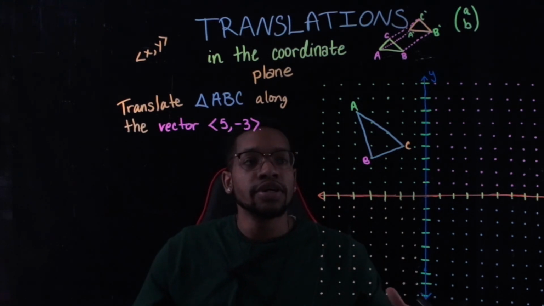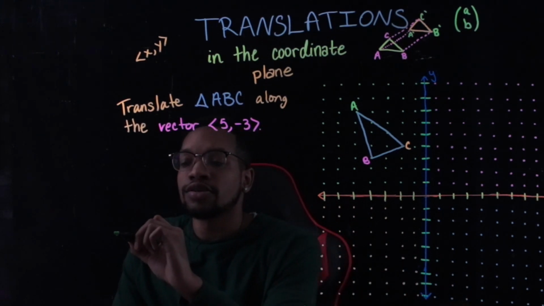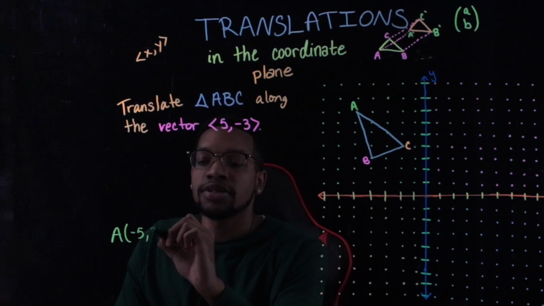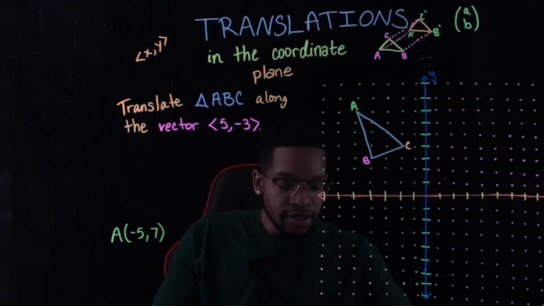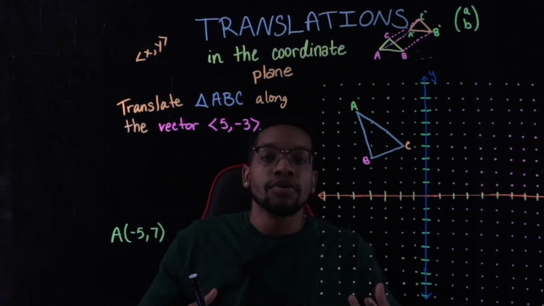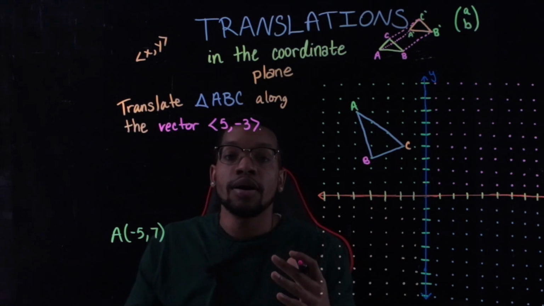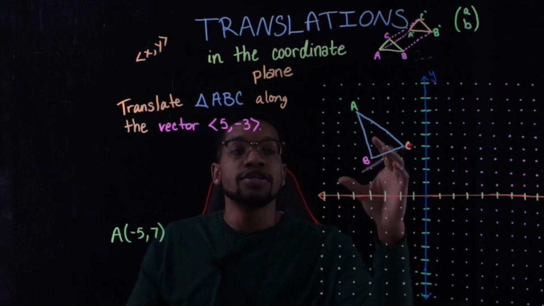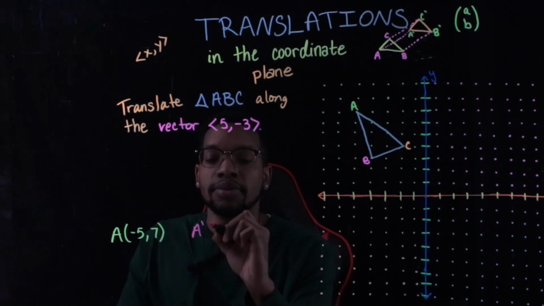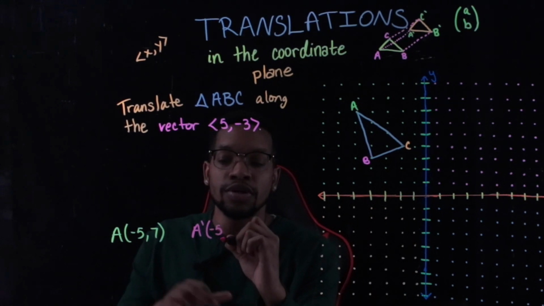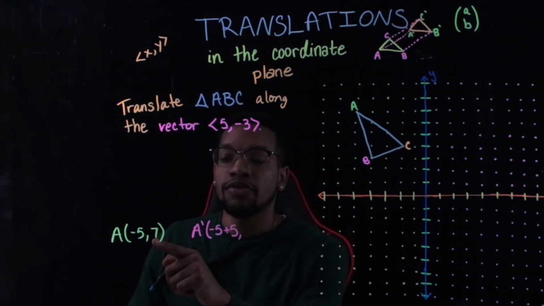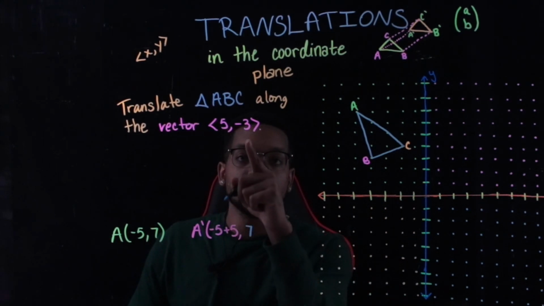The easiest way to do it is to just move one point at a time. If I look at my first point, which is A, I see that it's at (-5, 7). Basically, what I'm going to do is add 5 to the X coordinate and subtract 3 from the Y coordinate. That'll give me the point A prime, which is called the image. The pre-image is before we move the shape, and the image is after we move the shape. So A prime is going to be whatever my pre-image X was, which is -5, plus 5. And I'm going to do the same thing with my Y coordinate: whatever my original Y coordinate was, I'm going to subtract 3 from it.